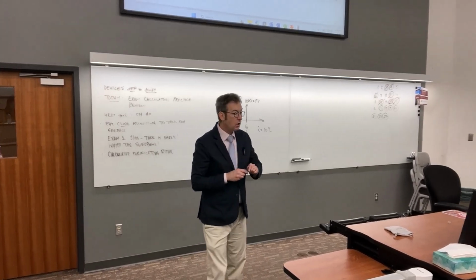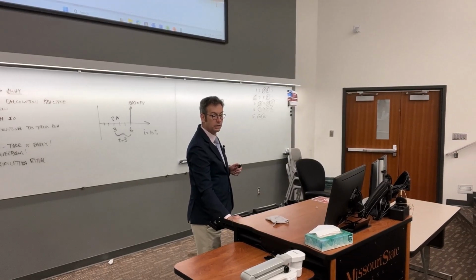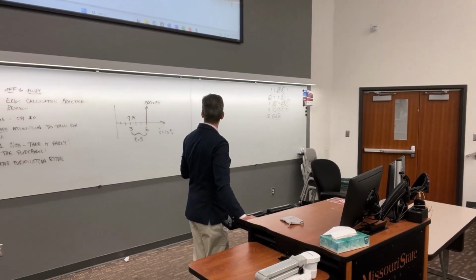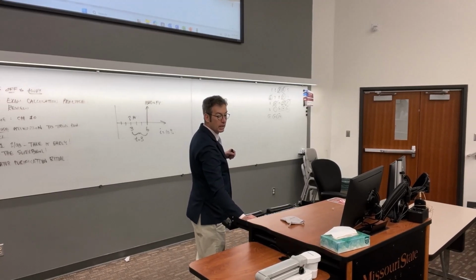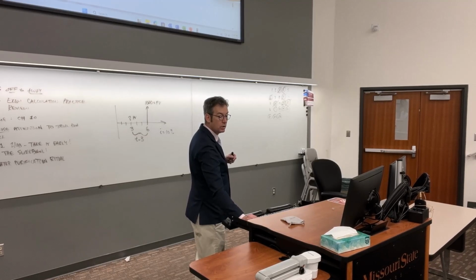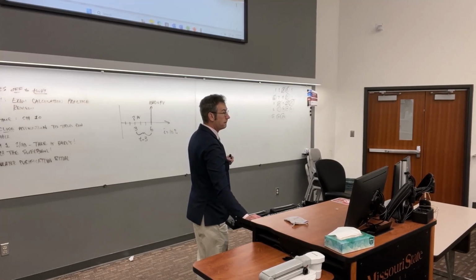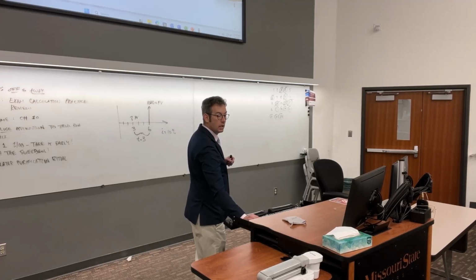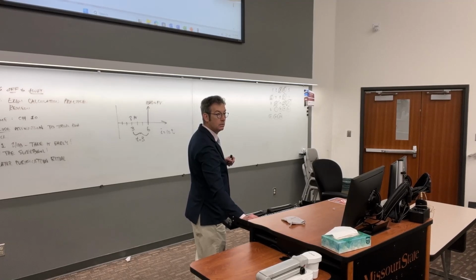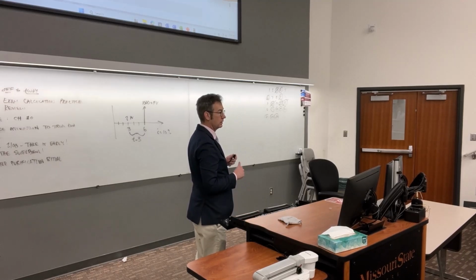I think we can use our TVM keys to do this. I'm going to hit clear, second, clear TVM. What do I put in for future value? 1,000. What do I put in for I per Y? 10, the whole number 10. What do I put in for N? 3. Very good. And what do I compute? Present value. I'm getting $751.31, which is probably this one right here.